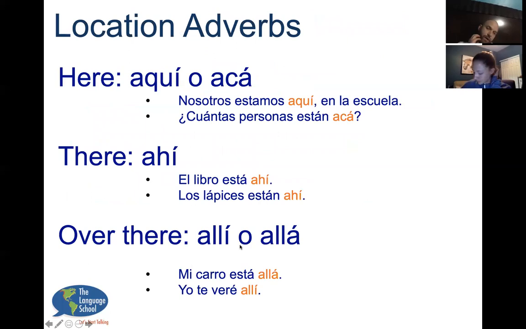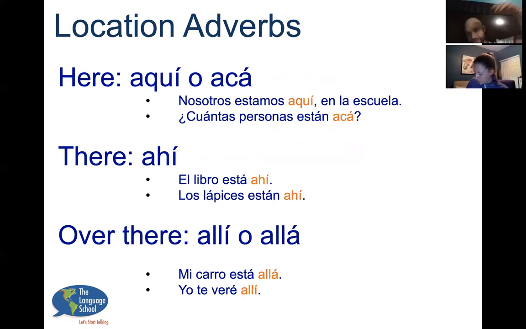Okay. So in Spanish, to say here, there's actually two ways to say that. You can say aquí or acá. For example, nosotros estamos aquí en la escuela, or cuántas personas están acá. To say there, like if there's just a little bit of distance between you and some item that you're talking about, you could say the word ahí. El libro está ahí, or los lápices están ahí.